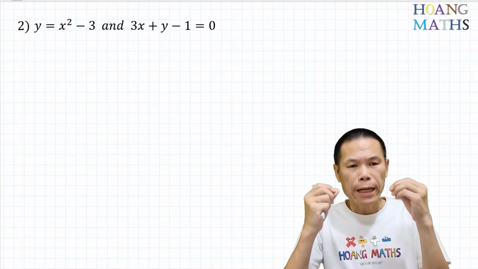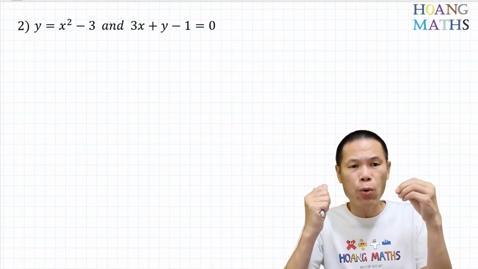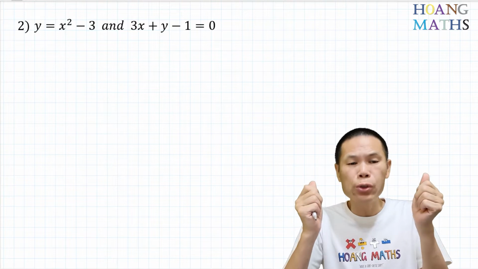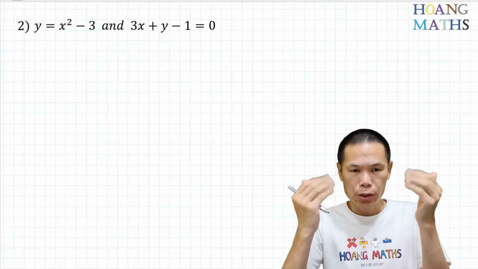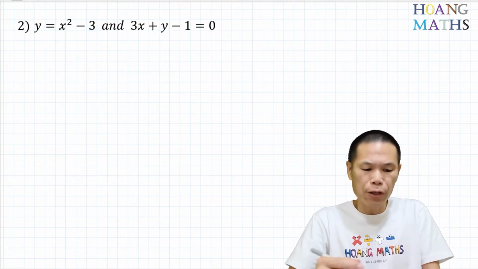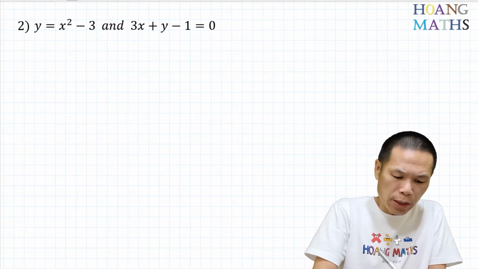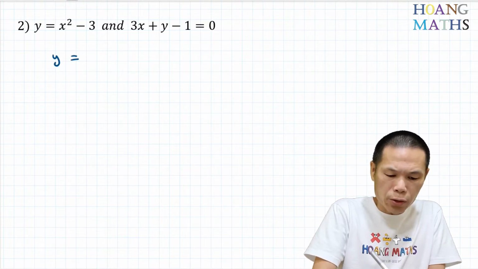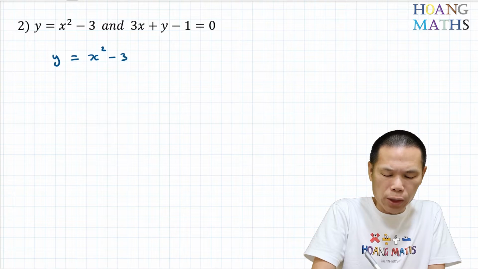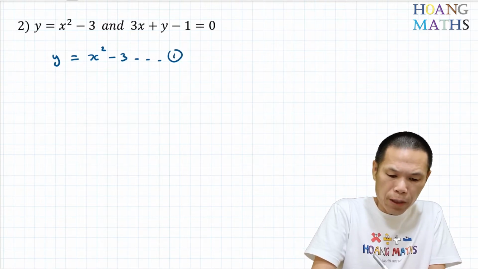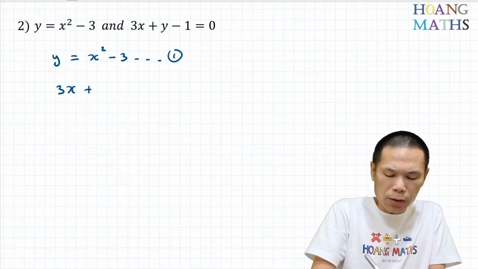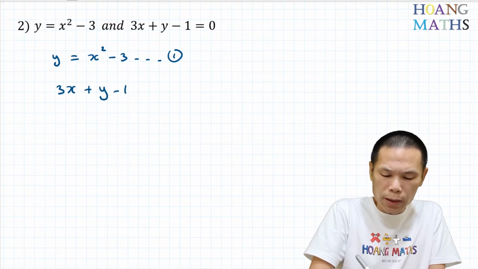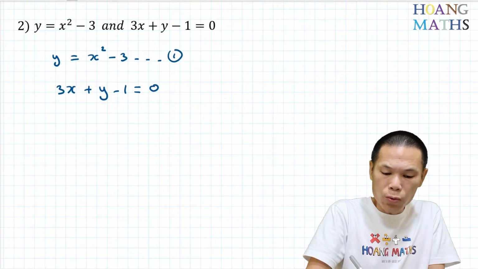Second one. Now to solve this pair of simultaneous equations, of course, we need to use the substitution method. So let me just write the equations out first. So first one is y is equal to x squared minus 3. So let's name this equation number 1. And we have 3x plus y minus 1 is equal to 0. So let's name this equation number 2.